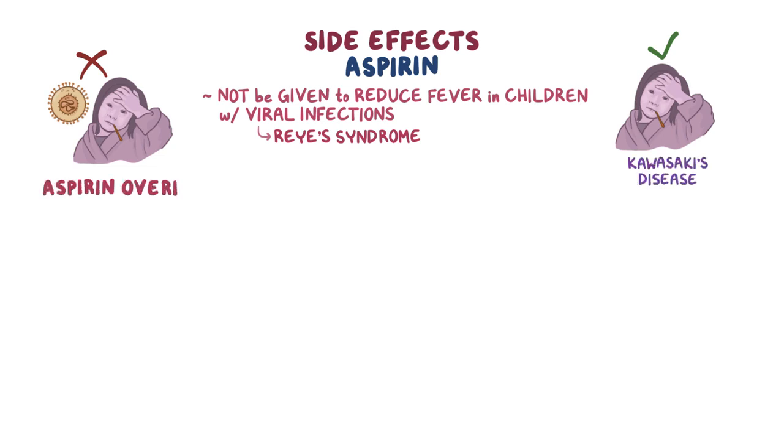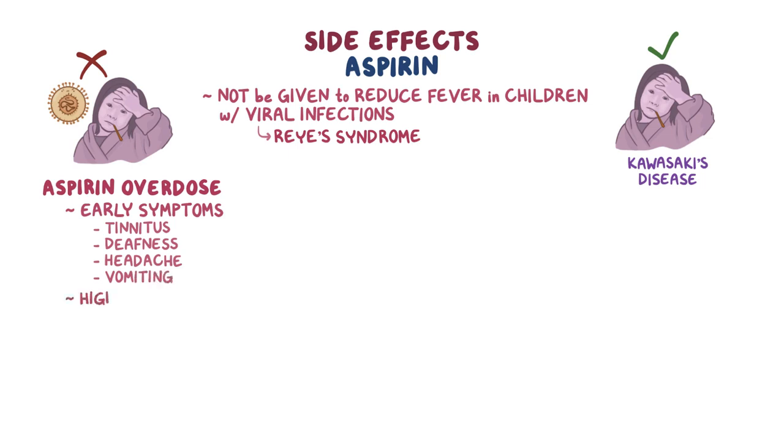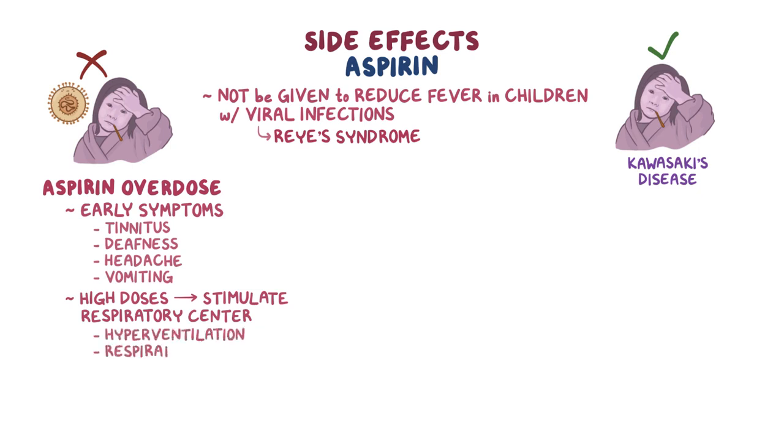Next, an aspirin overdose can be fatal. Early symptoms of salicylate poisoning include tinnitus, deafness, headache, and vomiting, while at high doses, salicylate can directly stimulate the respiratory center and cause hyperventilation and respiratory alkalosis.